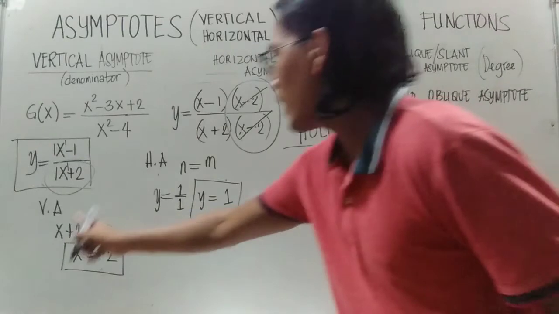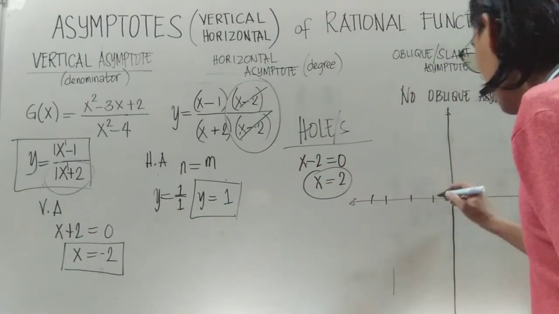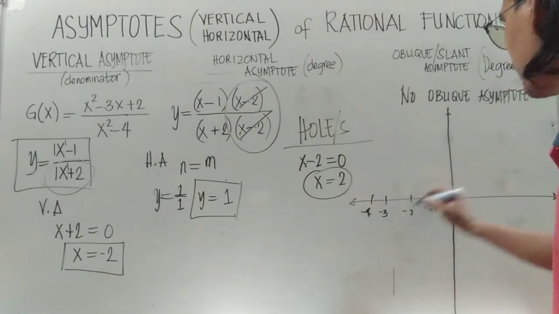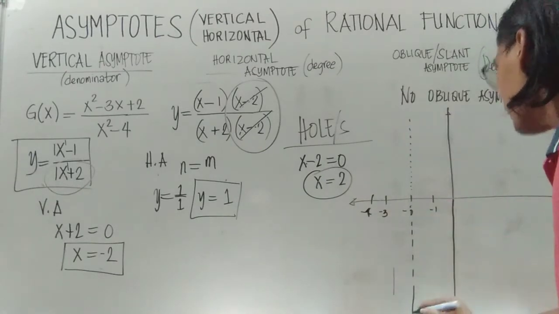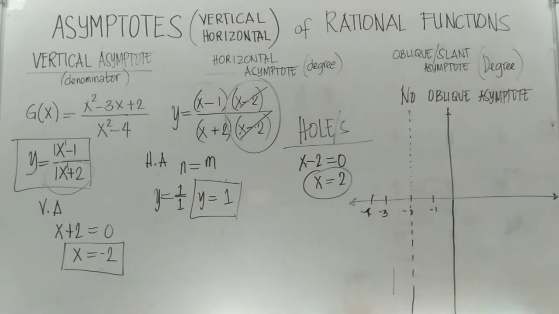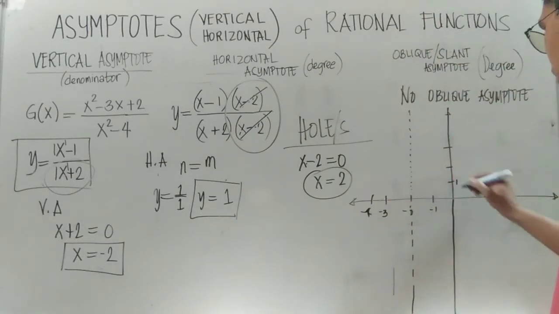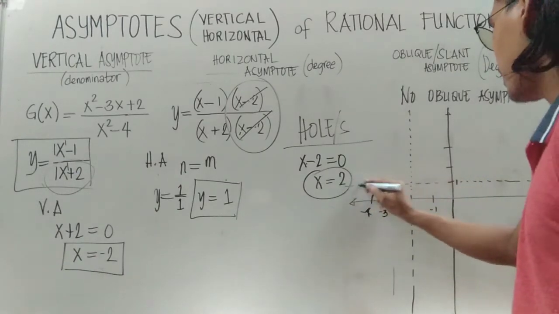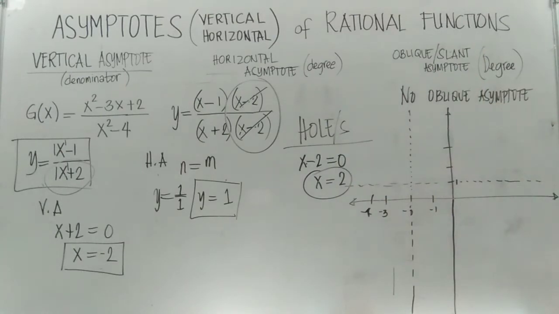So your vertical asymptote is x equals negative 2. So negative 1, negative 2, and negative 3, negative 4. A broken line, so this is your vertical asymptote. Then your horizontal asymptote is at y equals 1 in here, denoted by a broken line. So we don't have any oblique asymptote.